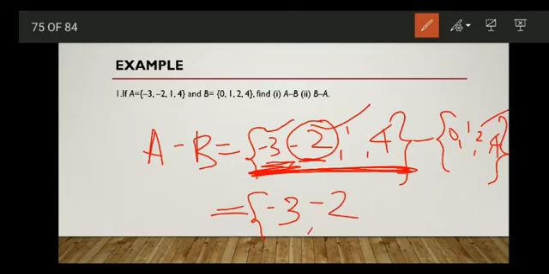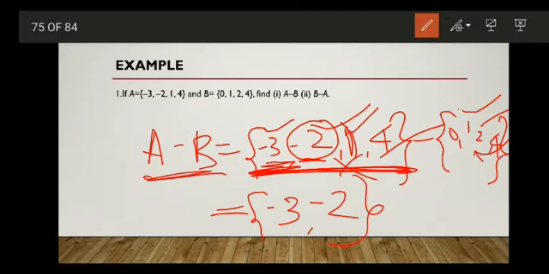So -2 is in A minus B, that is, A difference B. Next one is 1. 1 is there in B, so we have to neglect 1. Then 4 is there in A as well as 4 is there in B, so we have to neglect that also. So A difference B will be equal to the set {-3, -2}.